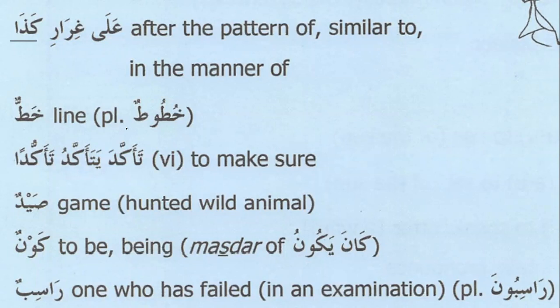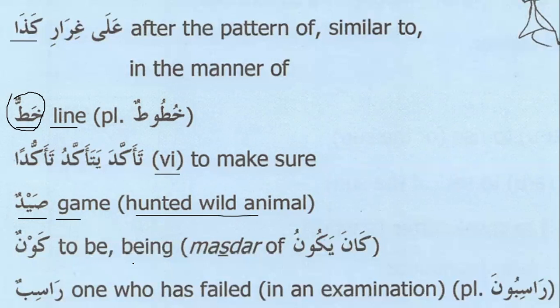Khattun, and the plural is khututun. Khattun is used for line, and it is also used for handwriting. Khattuka jamilun, your handwriting is beautiful. So it is used for handwriting, and it is also used for the line. Ta'akkada yata'akkadu, ta'akkudan, verb form number 6, to make sure. Yes, to make sure. Saydun, game or hunted wild animal.